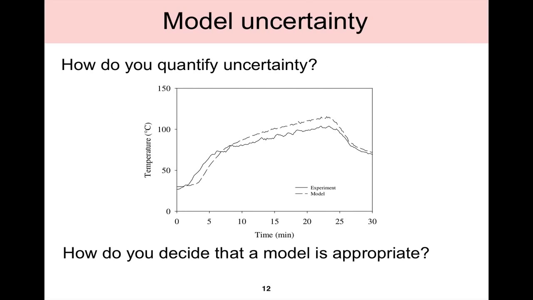Finally, another topic is how to quantify model uncertainty. In other words, how do you decide that a model is appropriate? You may have two curves showing temperature from the experiment versus FDS, but how good is good enough? Is 10%, 20% error good and applicable to a life safety problem? And again, that's up to the end user, but that can be now quantified using these verification and validation guides.